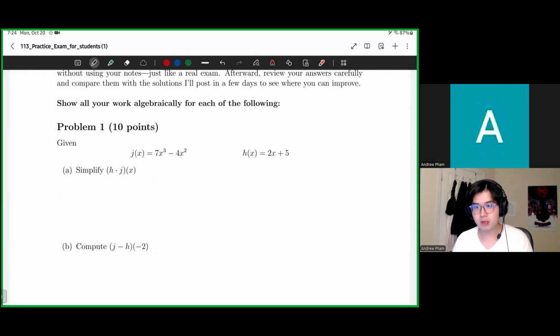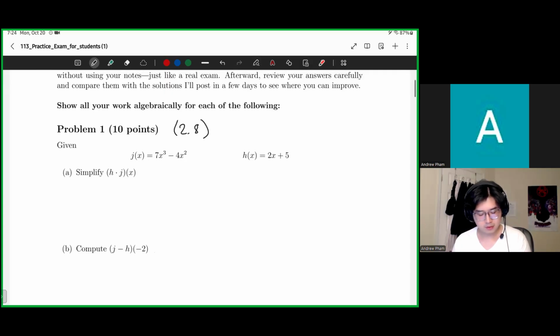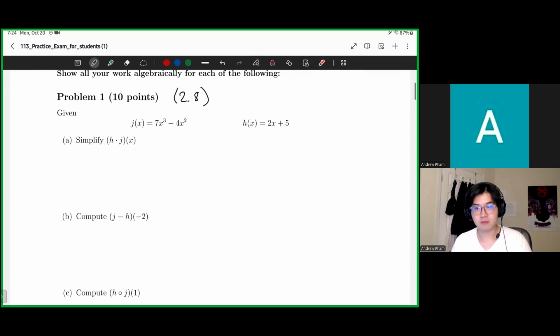I gave you two functions j and h, and I asked you to compute the algebra of functions. This is coming from 2.8, and the first one asks you to simplify the product h times j. This is going to be equal to h of x times j of x. Essentially, can you simplify and combine like terms? That's basically the exercise here. 2x plus 5 times 7x cubed minus 4x squared.